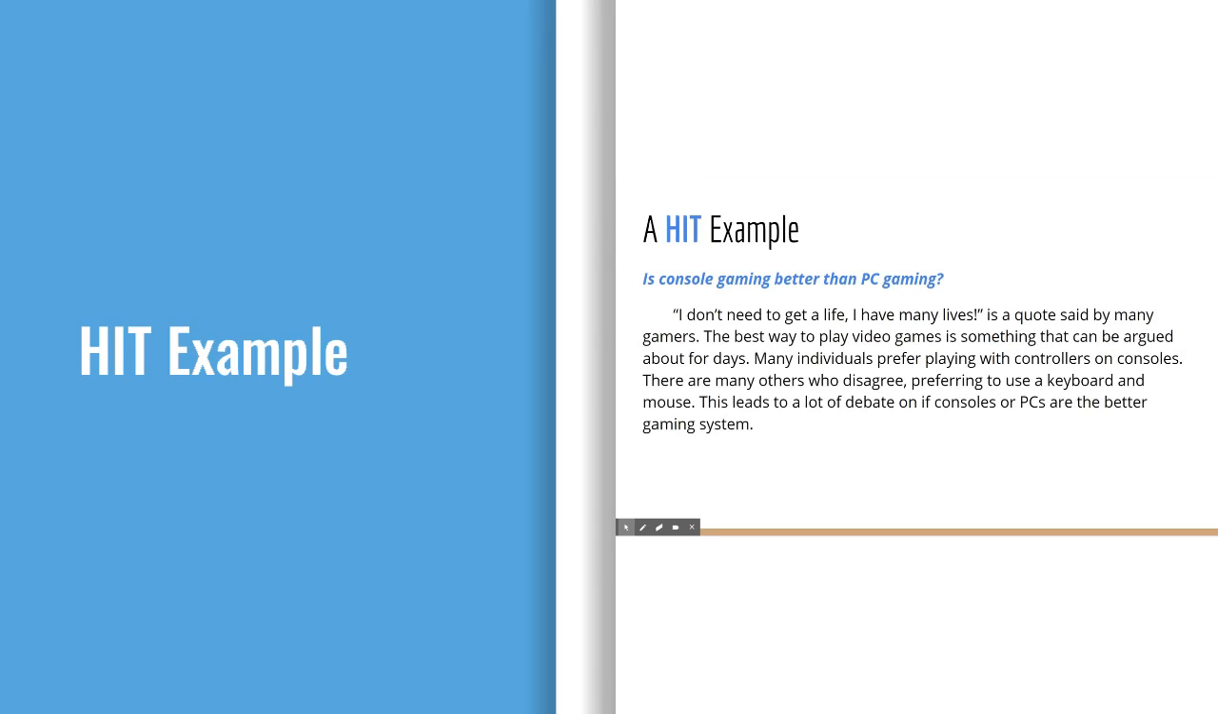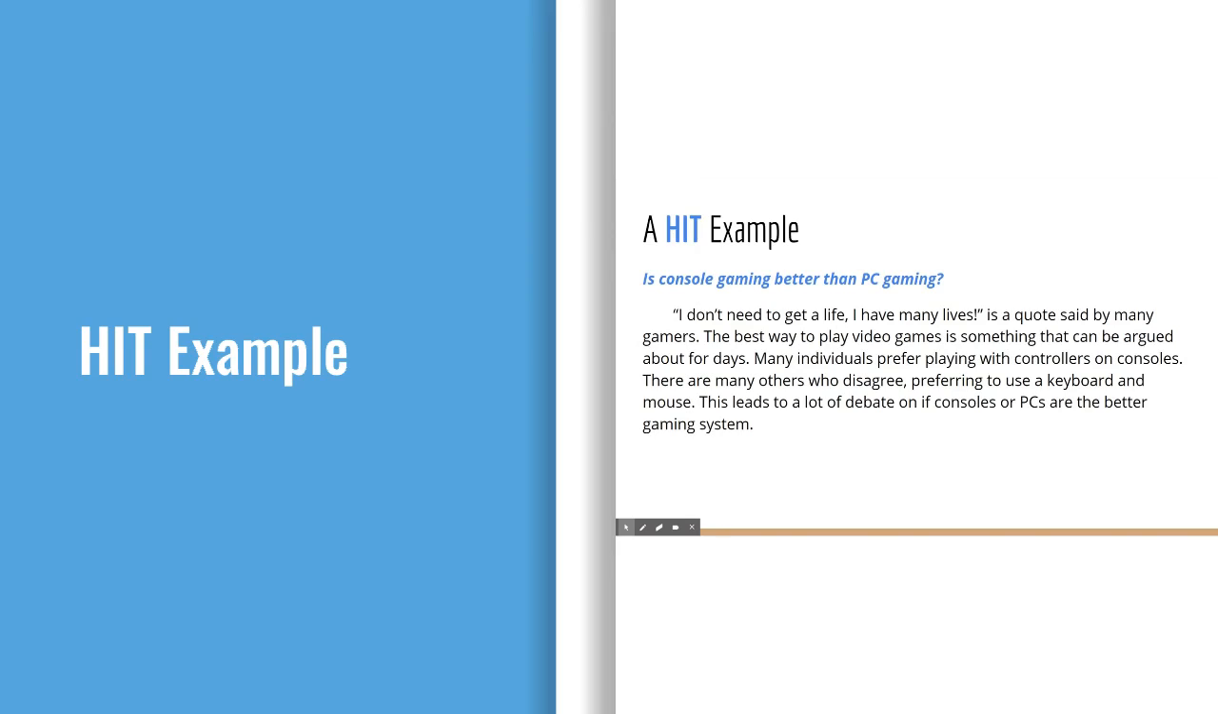So now that we have the audience's attention, it's time to give them a little bit of information to know what they're going to be reading about. So here goes. The best way to play video games is something that can be argued about for days. Many individuals prefer playing with controllers and consoles. There are many others who disagree, preferring to use a keyboard and mouse. This leads to a lot of debate on if consoles or PCs are the better gaming system. Well, we're giving them a lot to think about.